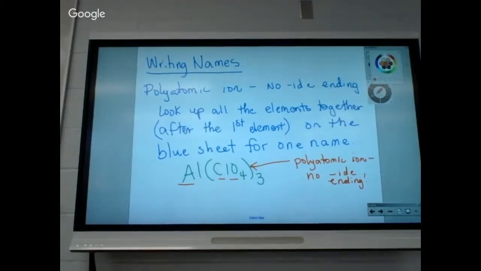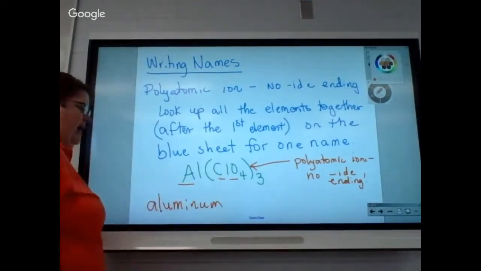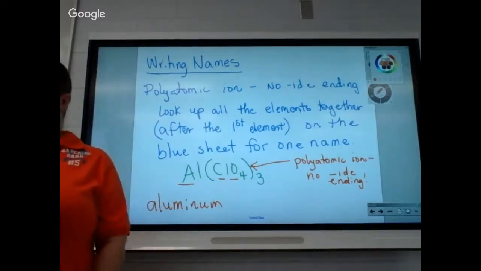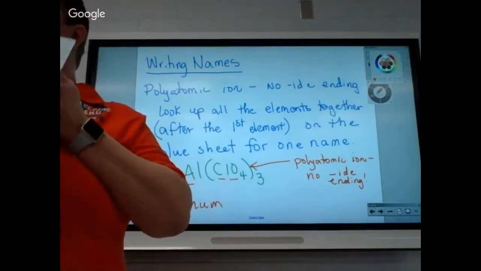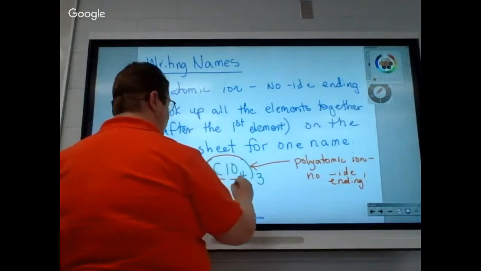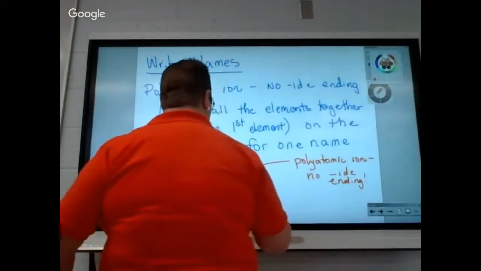Now, the easy way to name this is it's got parentheses. We're just looking up the name. So, what did we do last night for homework? What's the first thing we did to write its name? Look up the first element. So what's the first element's name? So we're writing aluminum down. Now, last night we'd have done what for the second part? Okay, so we don't have to do that today. We're not looking up the second element and adding IDE. Today, we're looking up this name. So, look up all the elements together on the blue sheet for one name. You're hunting on this polyatomic ion side together, looking for ClO4 for one name. So all you have to do is write down perchlorate.